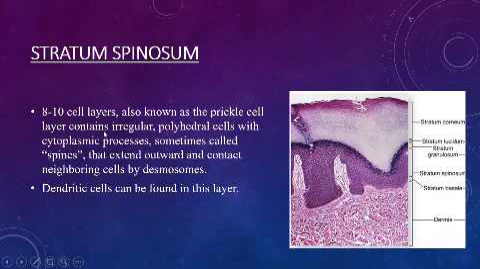The stratum spinosum consists of 8 to 10 cell layers, also known as the prickle cell layer. It contains irregular polyhedral cells with cytoplasmic processes, sometimes called spines, that extend outward and contact neighboring cells by desmosomes. Dendritic cells can also be found in the stratum spinosum.